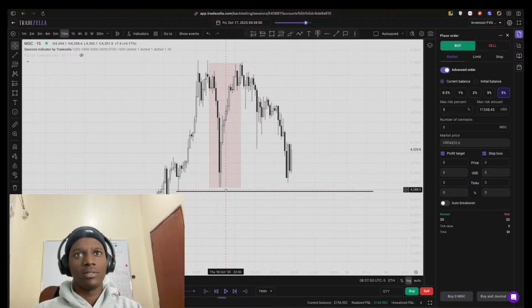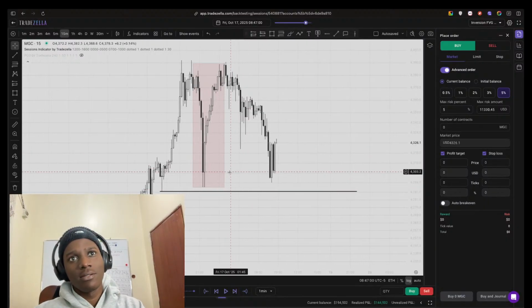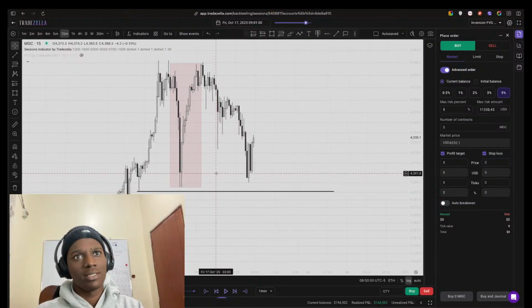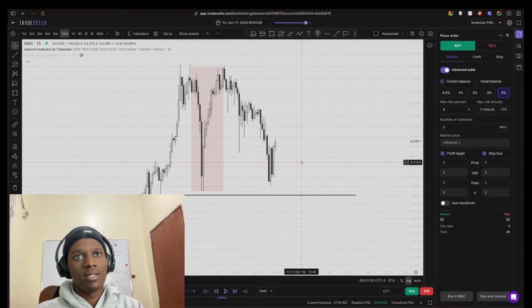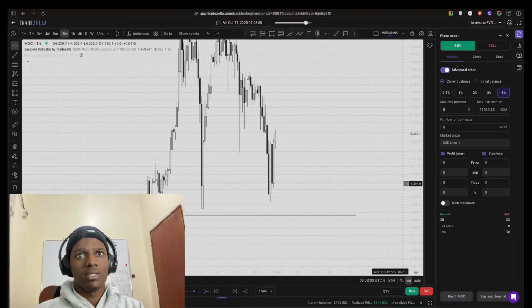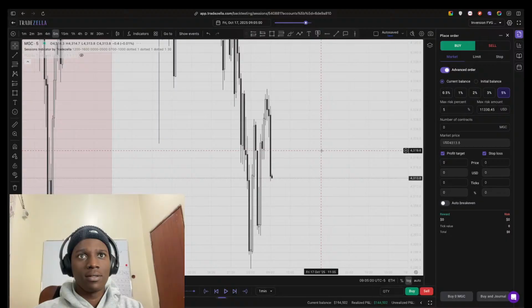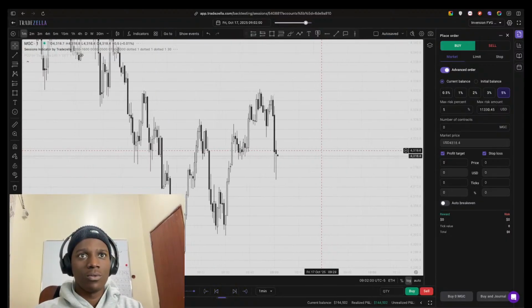We have liquidity lower, so I'd like to see it run this liquidity here first before any longs play out or something like that. Let's see if it will displace lower. No, this is a good inversion.